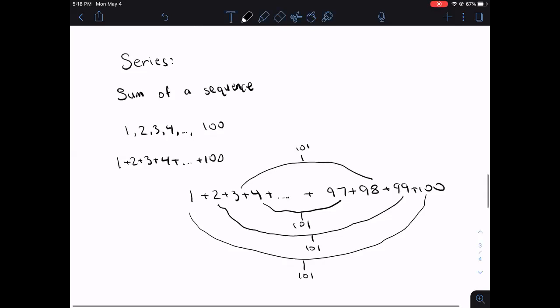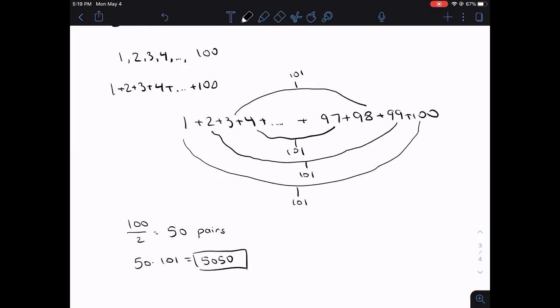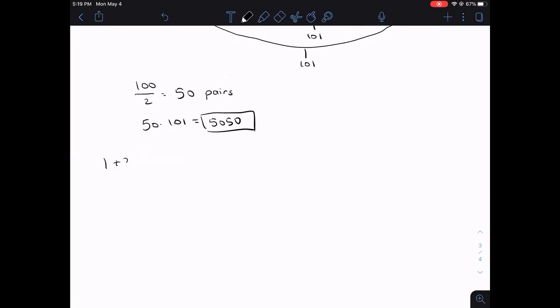So now we must compute how many pairs there are. There are 100 numbers, and each pair has 2. So it's just 50 pairs. And each pair has a sum of 101, which gives us a sum of 5050. So now we might wonder, what's a general formula? So 1 plus 2 plus 3 plus, all the way to n. Let's compute this.